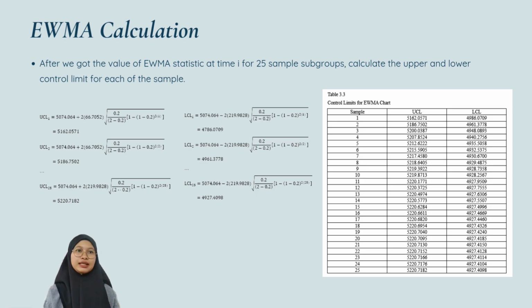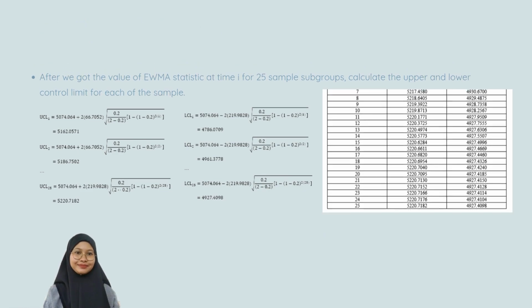Now we calculate the lower control limit. The first one is 4786.0709. For the second LCL, we got 4961.3778, and we repeated the process again until we get to sample 25, which is 4927.4098, as in the slide.